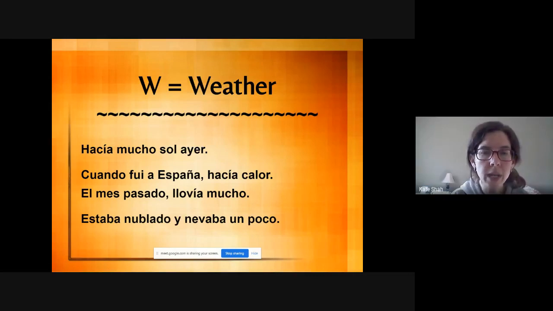Llovía mucho. It rained a lot last month. That actually, I could see a compelling argument to use the preterite or the imperfect. It was raining a lot, or it rained. But either way, you're setting the scene in the past, telling about something that didn't have a distinct beginning or end.